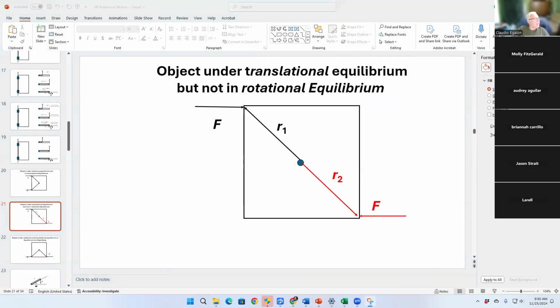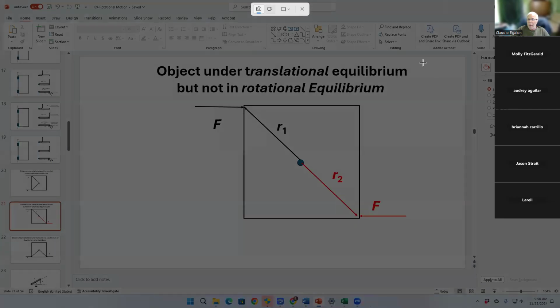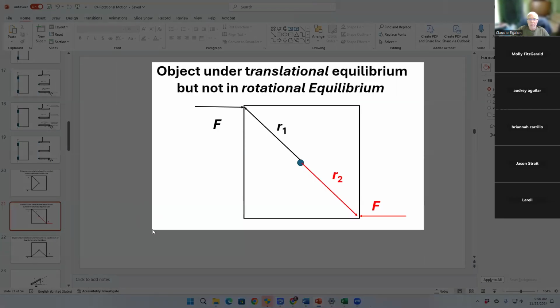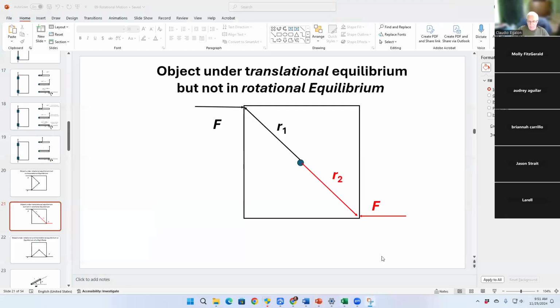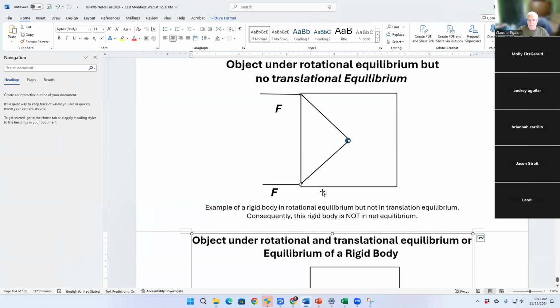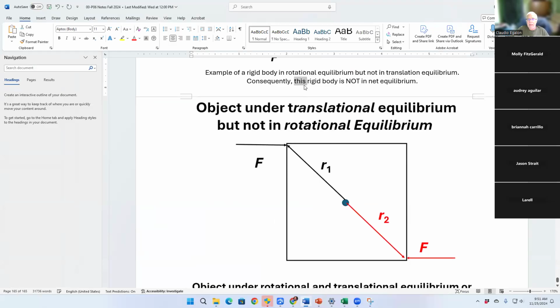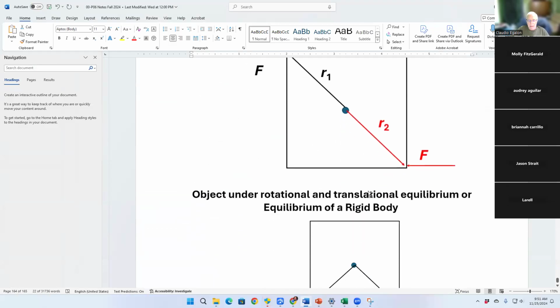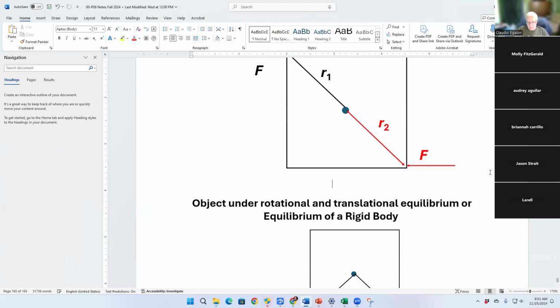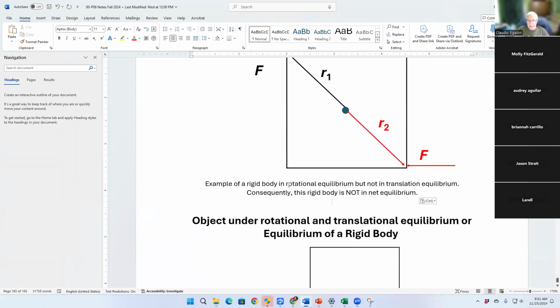And let's get this one here and place it there in the notes. I'm gonna put it before the other one. Like that. Example of a rigid body in translational equilibrium, but not in rotational equilibrium, right?